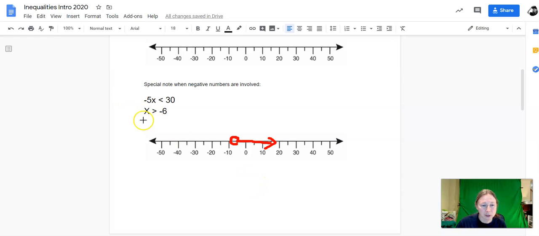Open circle if it's greater than or less than, closed circle if it's greater than or equal to or less than or equal to, and then you draw a shaded arrow in the direction of the solution set. So hopefully that brings back some memories for you.